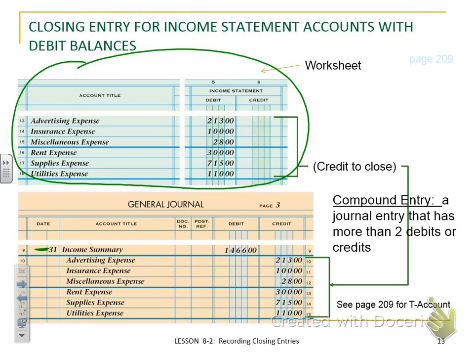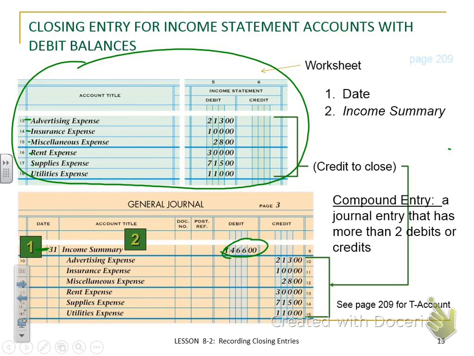So we're going to take all of our expenses, our advertising, our insurance, miscellaneous, and so on all the way down, and we're going to do credits for all of them. What's the total of that? We just add them all up, and then we're going to have the total that we're going to enter as the journal entry for our income summary. Those are all of our steps.